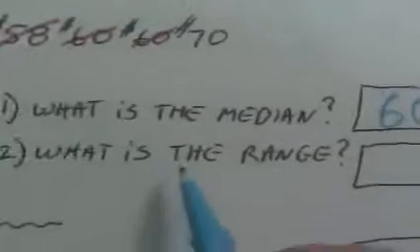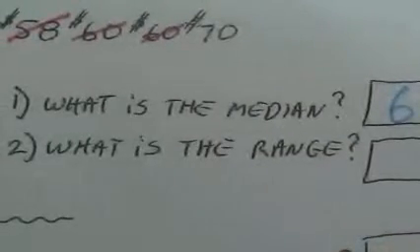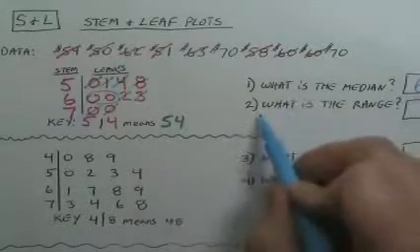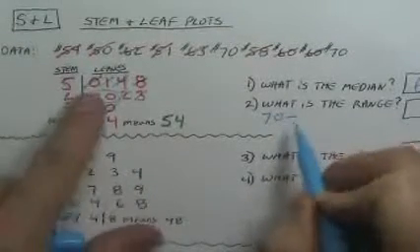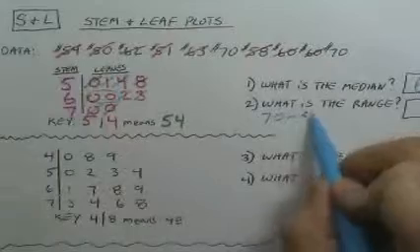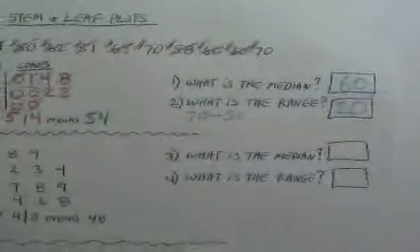Next question is, what is the range? Range is always the biggest number, which is 70, minus the smallest number, which is 50. So 70 minus 50 is 20. 20 is the range.